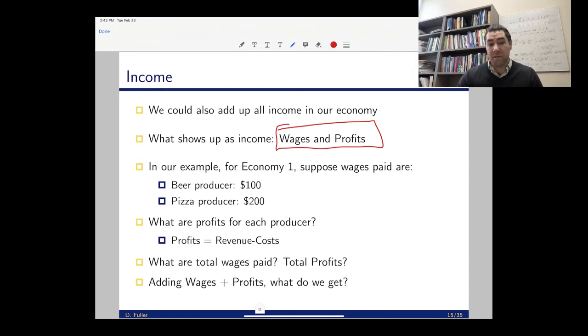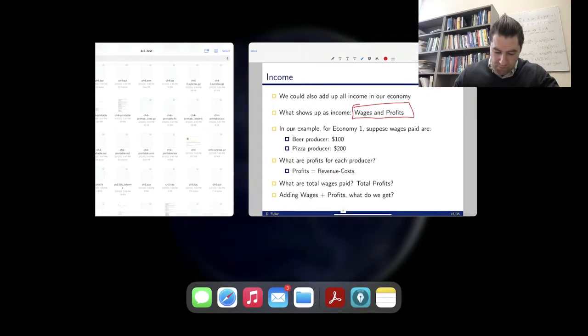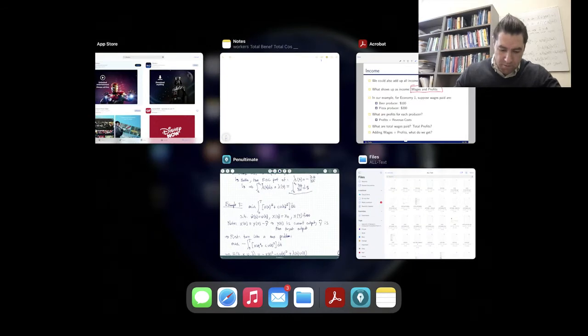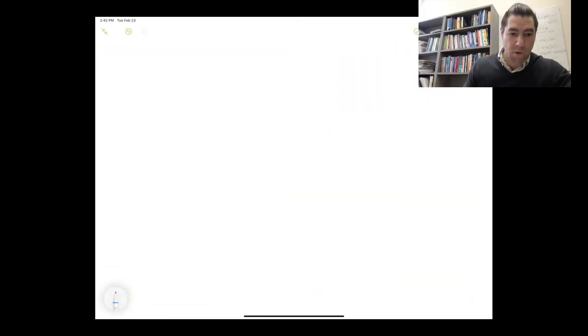So notice, let's say that the beer producer pays wages of $100 to its workers. The pizza producer pays $200 to its workers. Let's calculate profits and add up wages and profits in our economy. And let's see what we get. How does it compare to GDP? Okay, so I'm just going to go to another document here. So let's look at Economy 1.